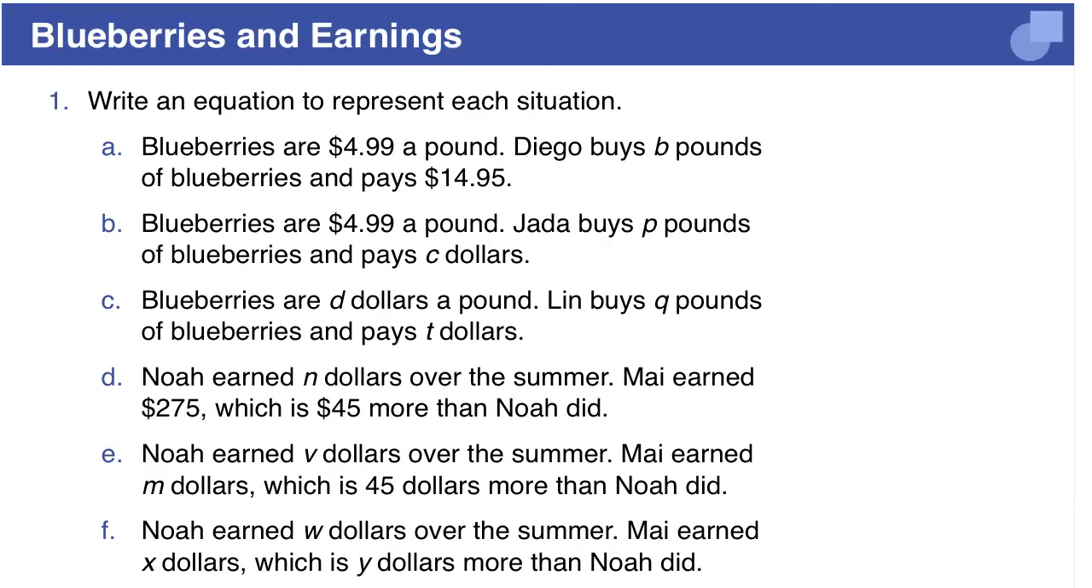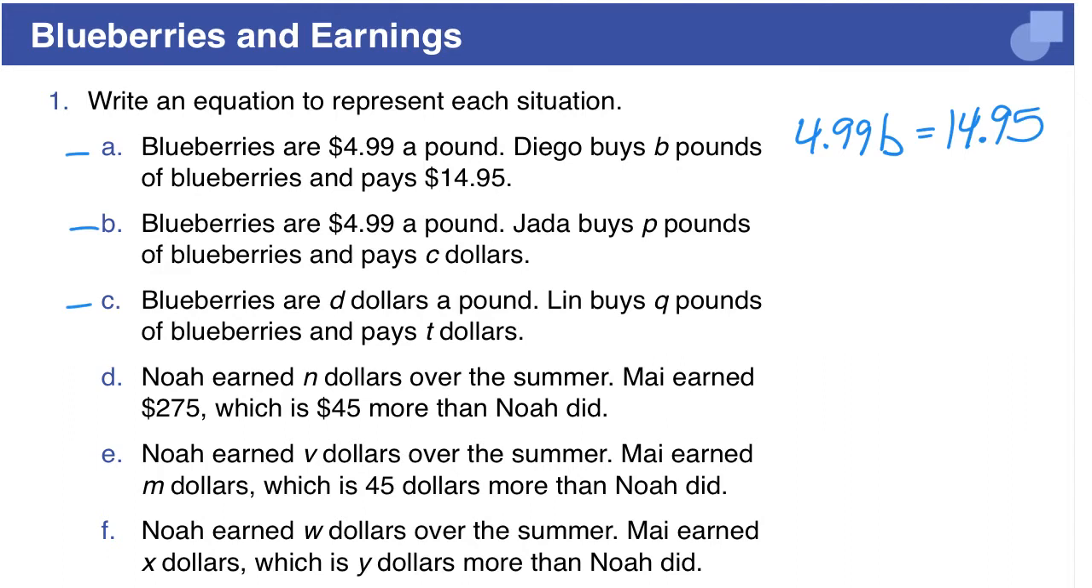Here we're going to start writing some equations to match these descriptions. We're going to do A, B, and C together here. Blueberries are $4.99 a pound. Diego buys B pounds and pays $14.95. So I could write that as $4.99 times B is going to equal $14.95. We don't have to solve it. We're just writing the equation.